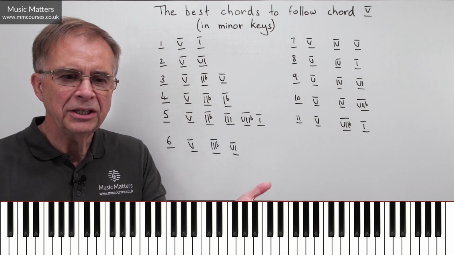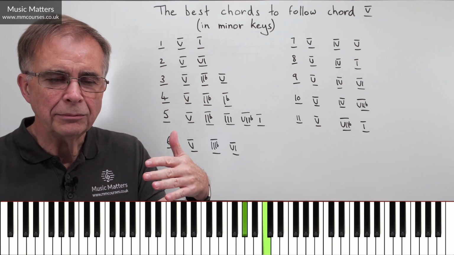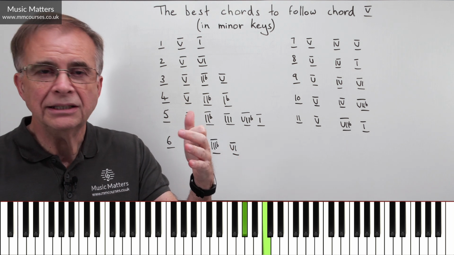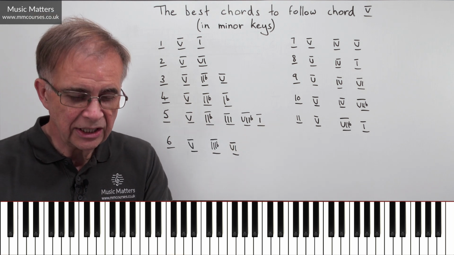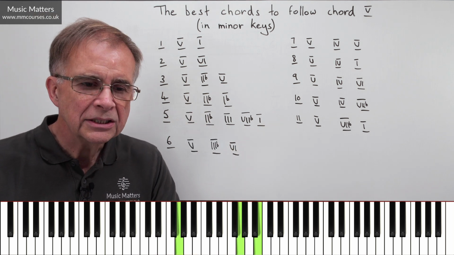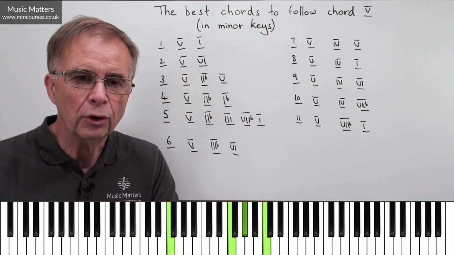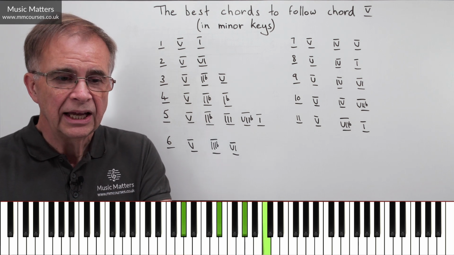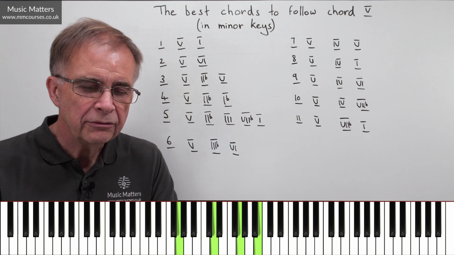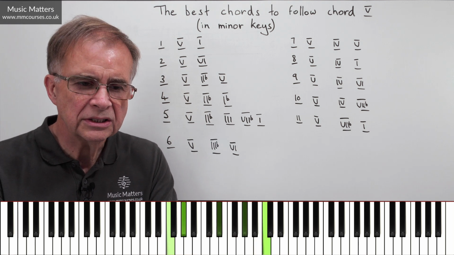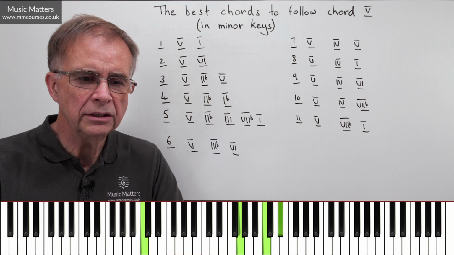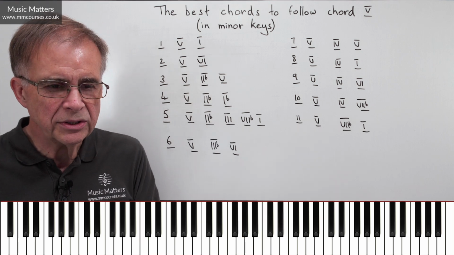And again, common notes. In 4, in C minor, you've got an A flat and a C. You've also got those two notes in 6. So, 5 to 4 to 6. And you could carry on, couldn't you? 5 to 4 to 6, 5, 1. It could progress on somewhere else if you wanted it to.